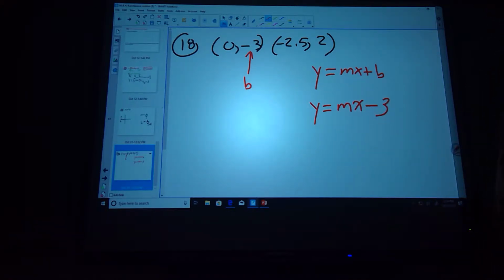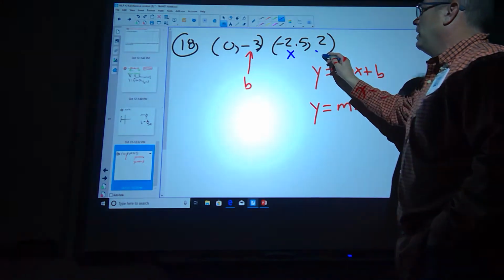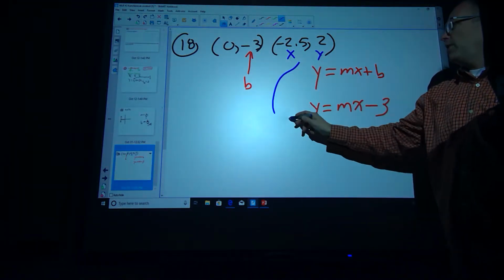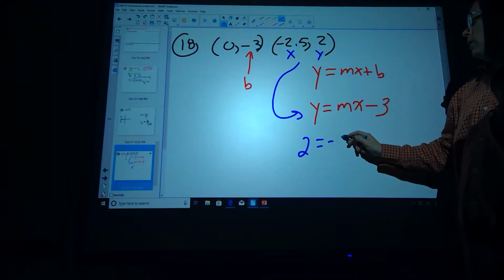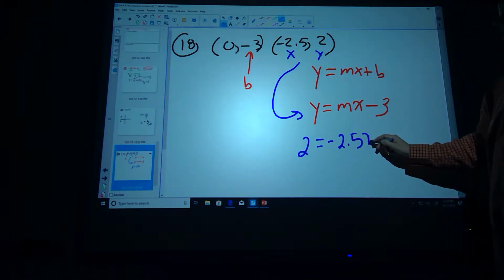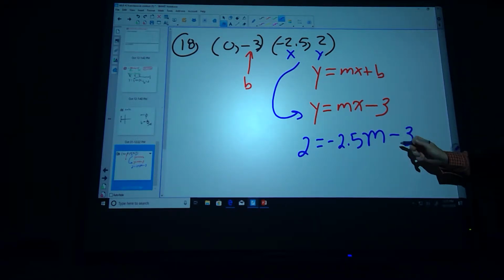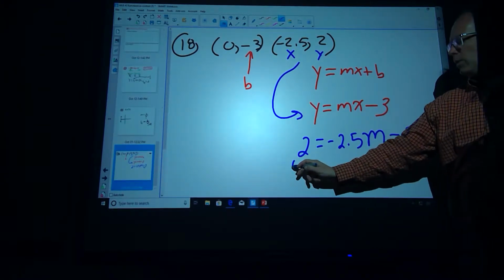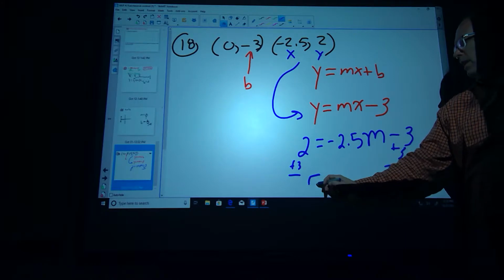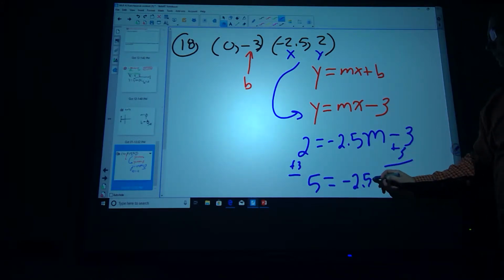So two things I could do with this problem. I already have the y-intercept, so I can use the other point to figure out what the slope would be. Is this an x and is this a y value? Can I take those x and y values and plug them in here? So I get 2 is equal to negative 2.5 m minus 3. Why didn't I plug it in for m? Well, it's a point, x and y. So add 3. That gives me 5 equals negative 2.5 m.